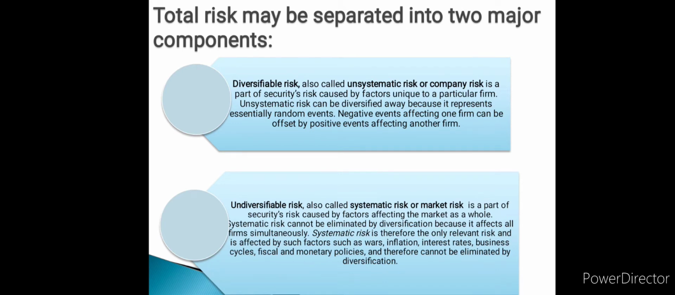And the next one is the undiversifiable risk, also called systematic risk or market risk. It is a part of securities risk caused by factors affecting the market as a whole. Systematic risk cannot be eliminated by diversification because it affects all firms simultaneously. Systematic risk is therefore the only relevant risk and is affected by factors such as wars, inflation, interest rates, business cycles, fiscal and monetary policies, and therefore cannot be eliminated by diversification.